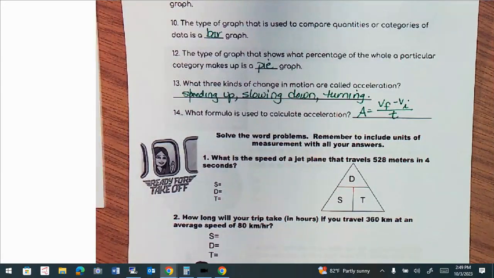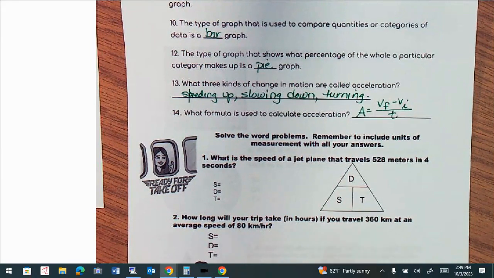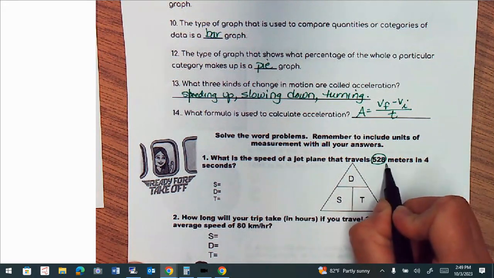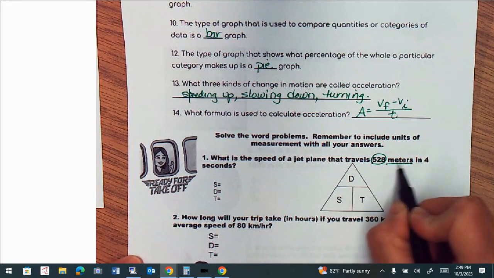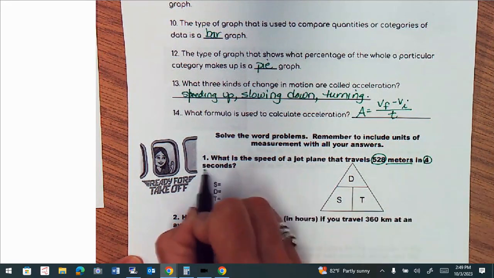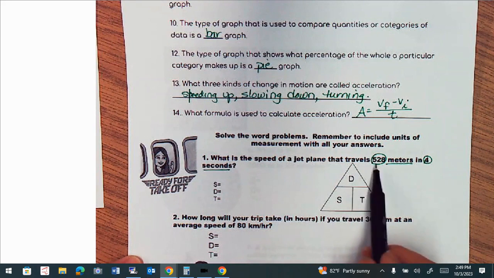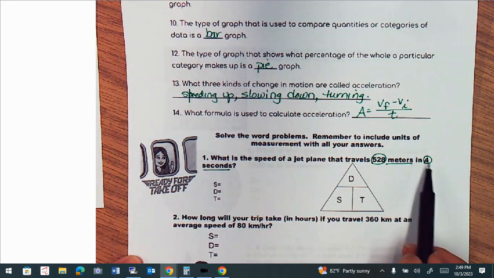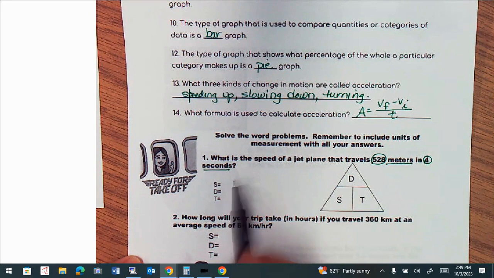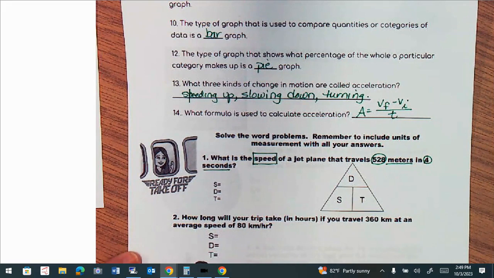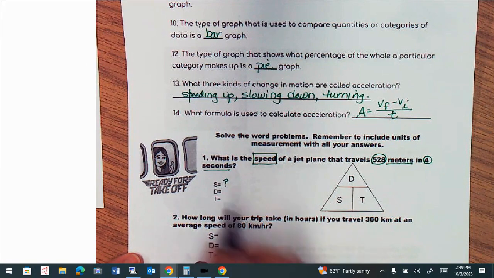All right, your sets of word problems, you need to follow the directions that you have been following in class, which means you need to circle your numbers in your problem, underline your unit. So in this case, we have the question, what is the speed of a jet plane that travels 528 meters in 4 seconds? Then you box in what you're trying to solve for, which in this case is speed. We put a question mark next to the variable we're trying to solve for.